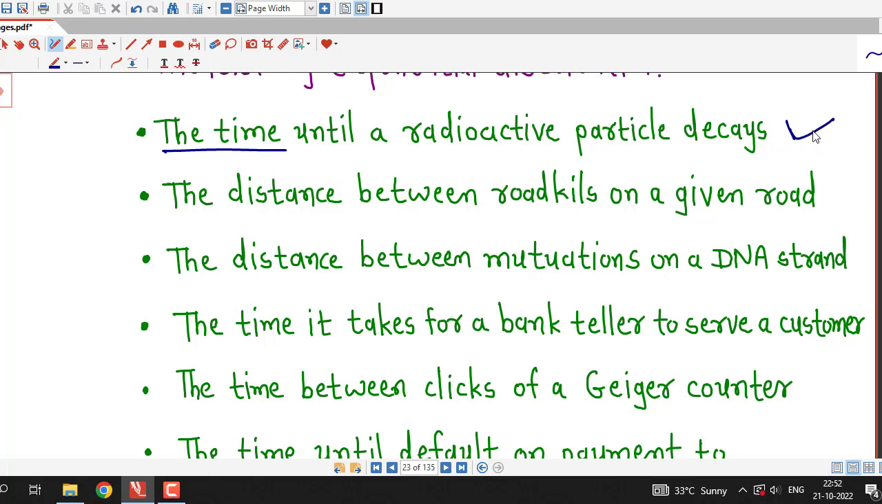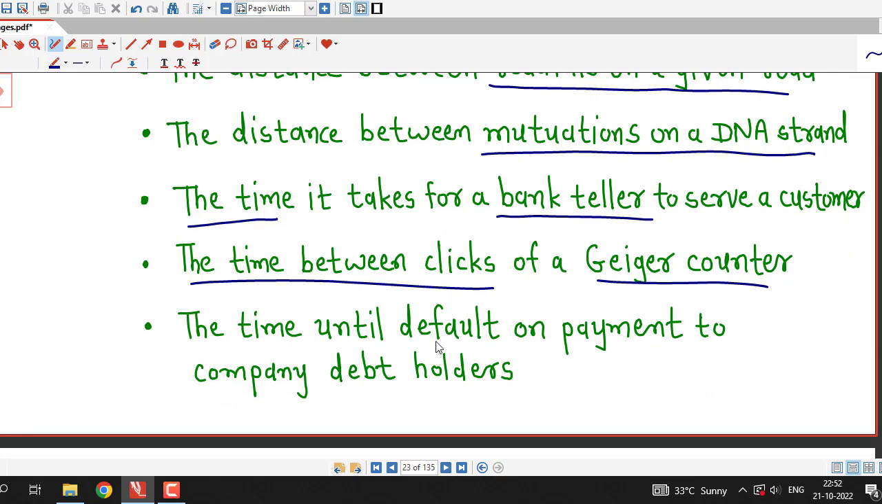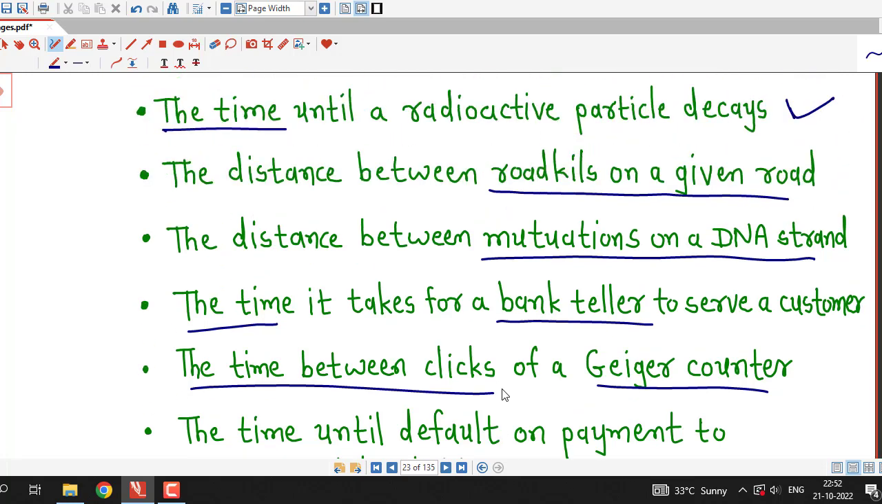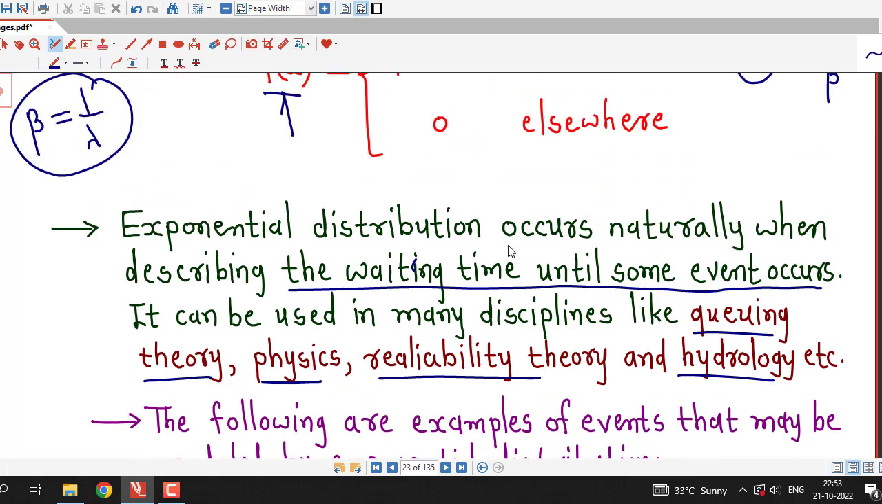Similarly, the distance between road kills on a given road can also be modeled by exponential distribution. The distance between mutations on a DNA strand, the time it takes for a bank teller to serve a customer, the time between clicks of a Geiger counter, the time until default on payment to company debt holders. So these are some events which may be modeled by exponential distribution.